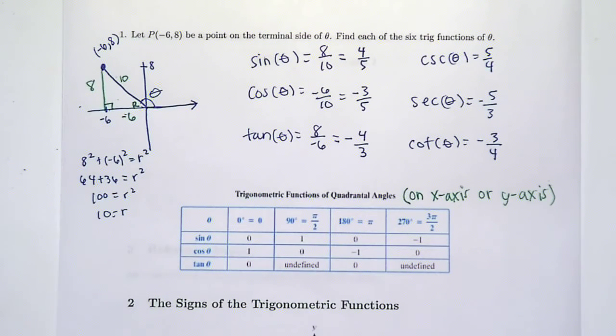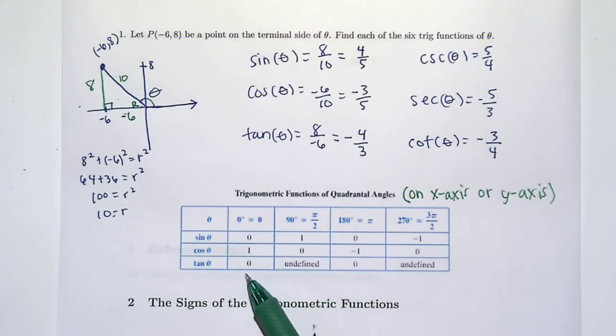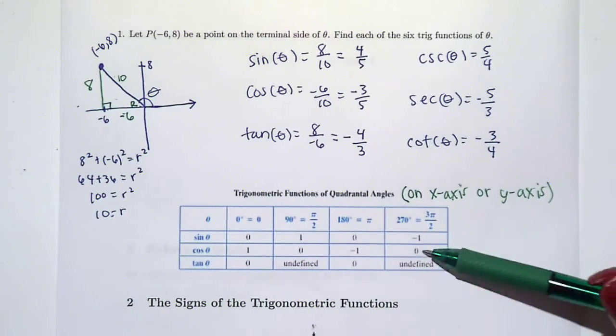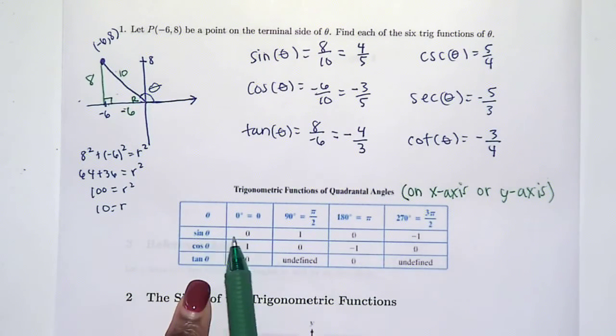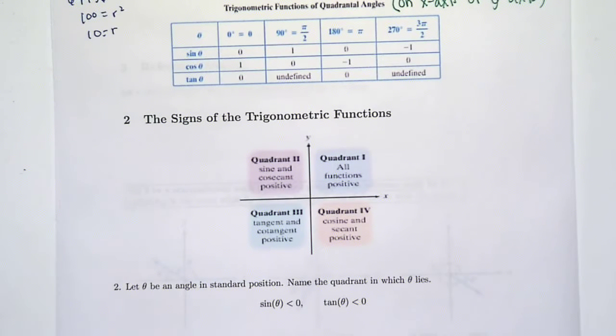And then you can just divide the two to get tangent. Sine over cosine: 0 over 1 is 0, 1 over 0 is undefined, 0 over negative 1 is 0, negative 1 over 0 is undefined. So these are good to know, to just remember the pattern, 0, 1, 0, negative 1, and that will help you a lot. Another important thing to know is the sign of our trig functions.